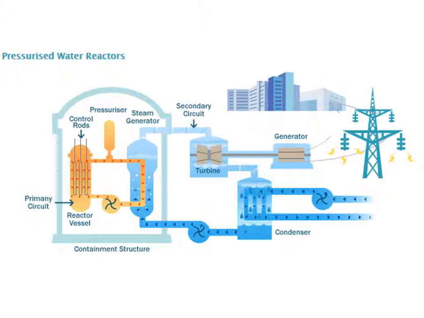In addition to the pressurizer and the reactor vessel, a pressurized water reactor contains 4 other important subsystems. These subsystems are the steam generator, the turbine, the condenser, and the generator.